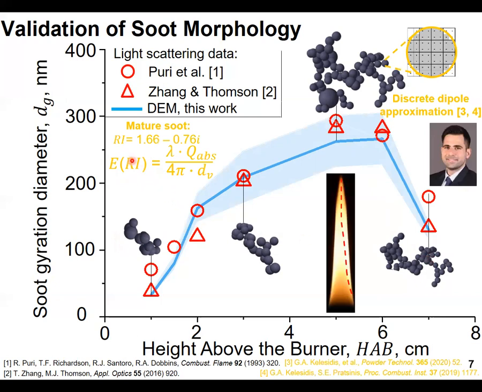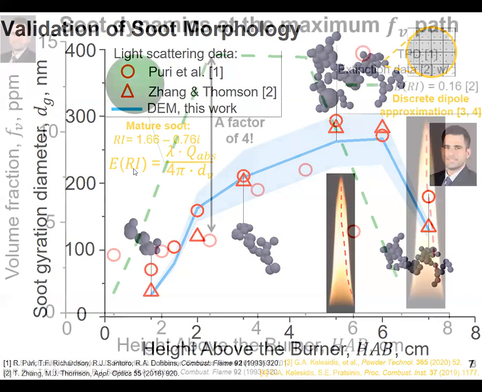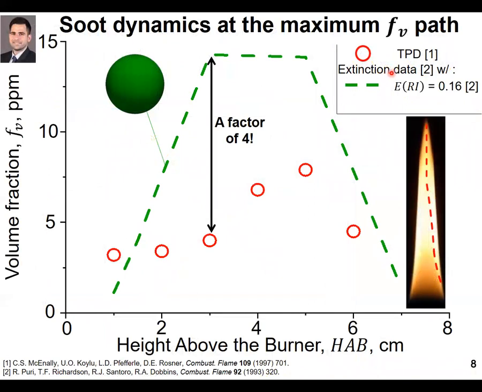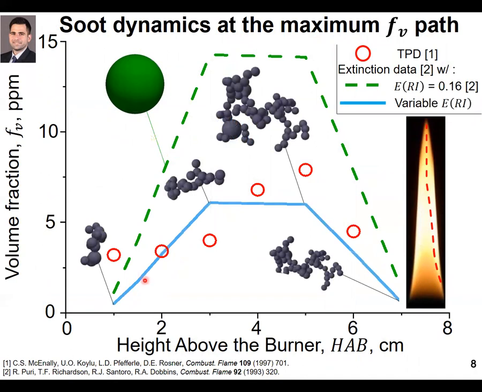So we combine this variable absorption function of soot that we derived here with the light extinction data that I presented to you before, and they have been obtained at the maximum volume fraction path of the Santoro flame. So here you can see the evolution of the soot volume fraction that we obtained that way. Please notice that the statistical variability of the estimated gyration diameter that I showed you in my previous slide does not affect the estimation of the soot volume fraction here. In fact, the statistical variability of the soot volume fraction that we obtained here for soot agglomerates is at the thickness of the blue solid line.